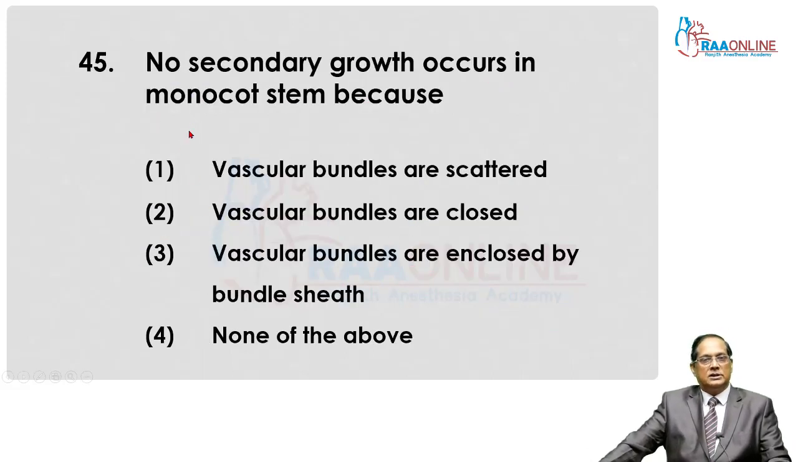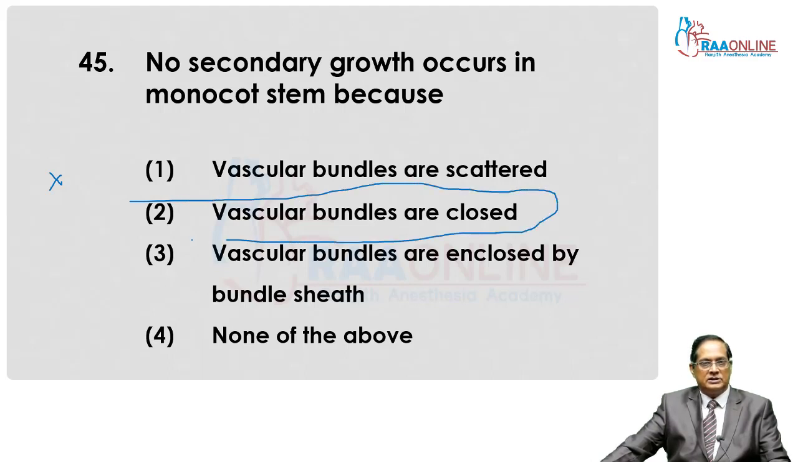No secondary growth occurs in monocot stem. The clear-cut reason is that they don't have cambium or cork cambium. They don't have lateral meristem. Vascular bundles are scattered, wrong. Vascular bundles are closed, this is almost right. Closed means they don't have cambium. This is the only answer, because cambium is responsible for secondary growth.